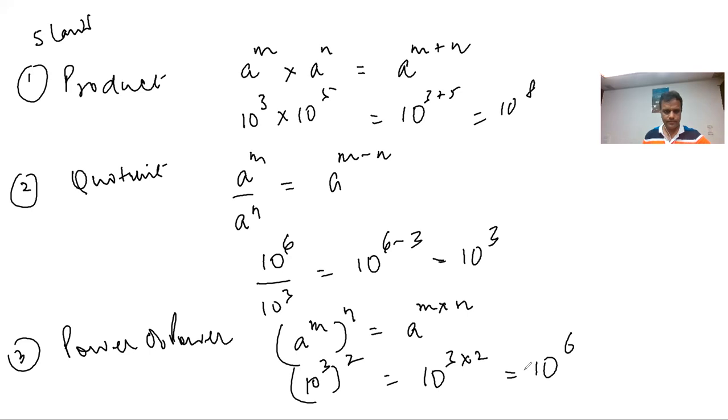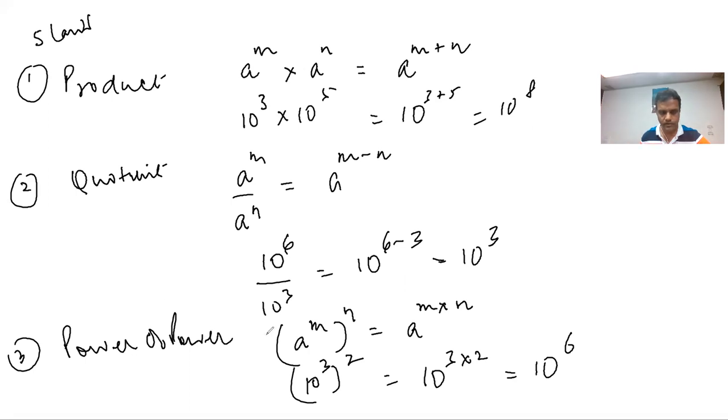Right? So just to summarize: product, multiplication of the two numbers with different exponents, the exponents get added up. The law of quotient, the two division, the denominator exponent goes in the numerator and gets subtracted. We have seen this example.